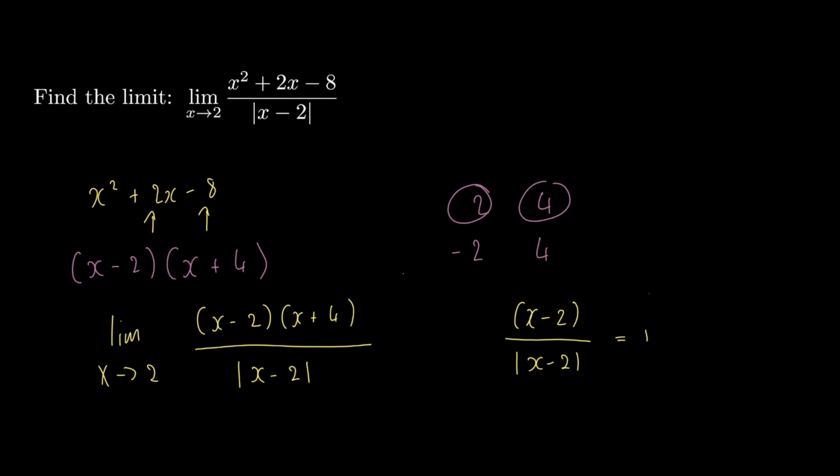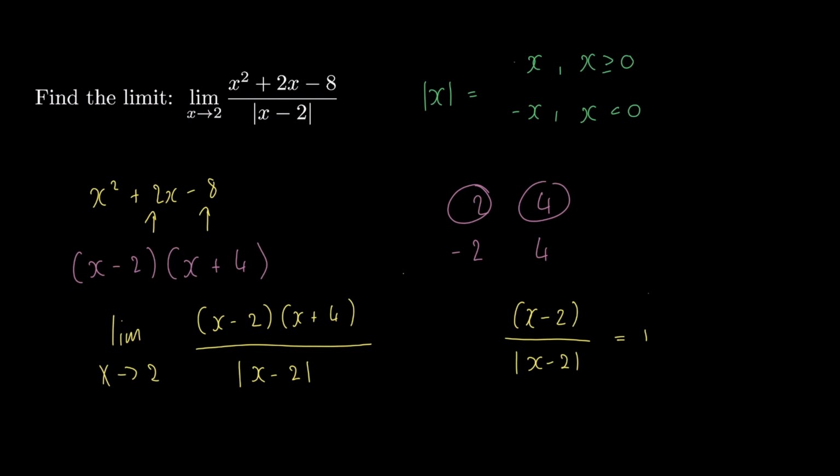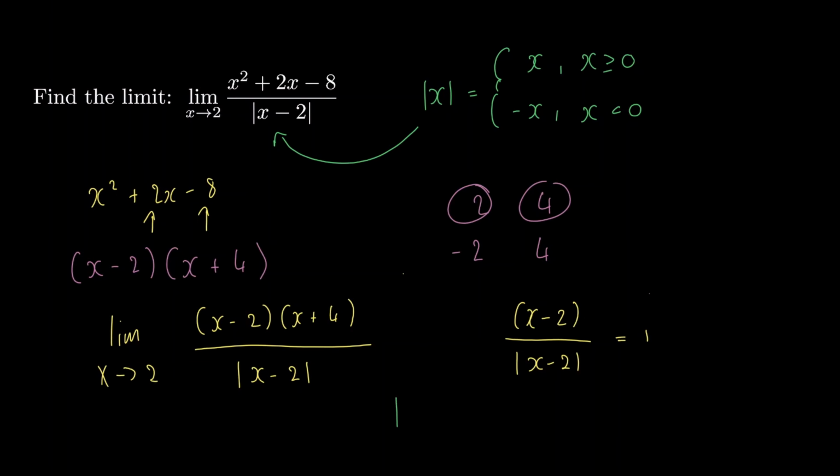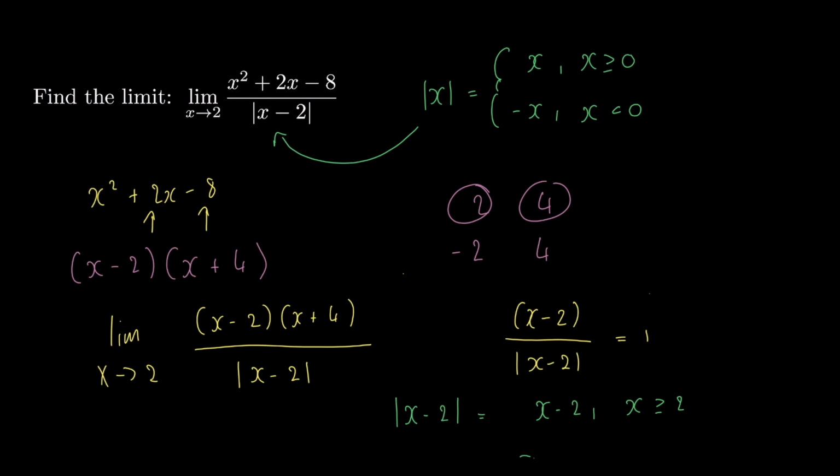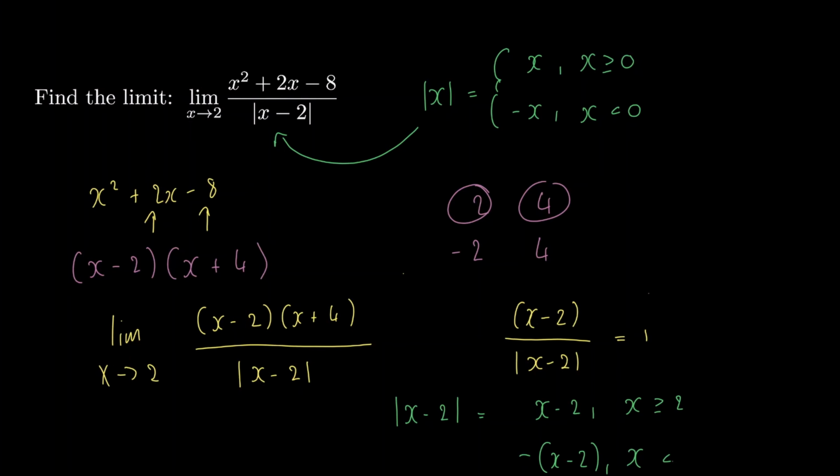To see this, we need to look at the definition of the absolute value function. We have the absolute value of x is equal to x if x is greater than or equal to 0, and minus x if x is less than 0. So how do you think we can rewrite the absolute value function for x minus 2? Well, using our definition above, the absolute value of x minus 2 is x minus 2 if x is greater than or equal to 2, because that would give us 0, and minus (x minus 2) in brackets if x is less than 2.